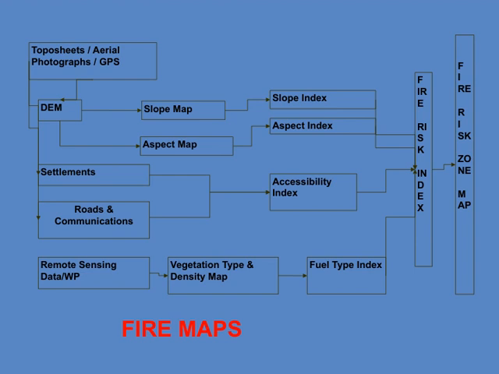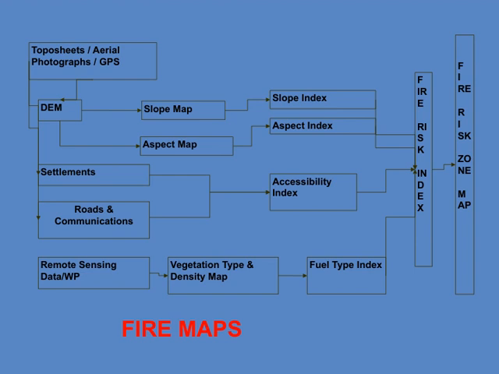influence fire risk. We also develop accessibility indices to evaluate how easily fire crews can reach different areas. Then there are fuel type indices, which categorize the kind of fuel present, whether it's grass, shrub, or forest, since fuel characteristics directly impact fire intensity and spread.